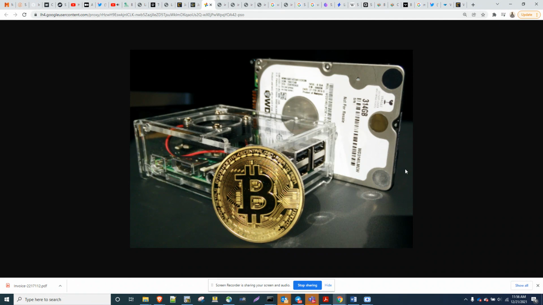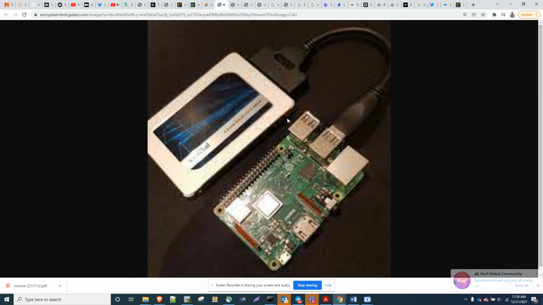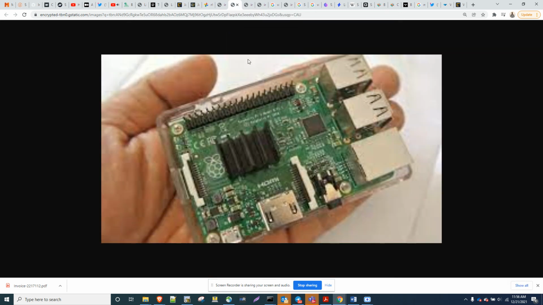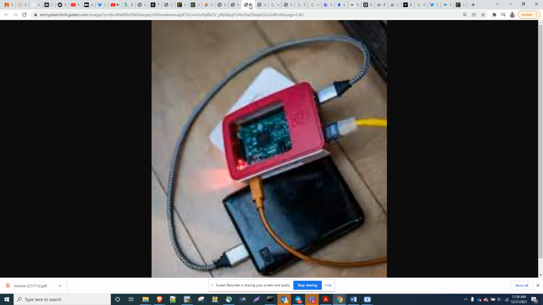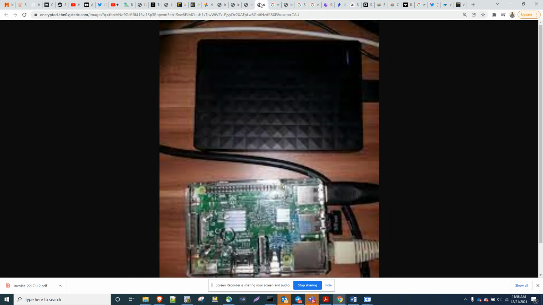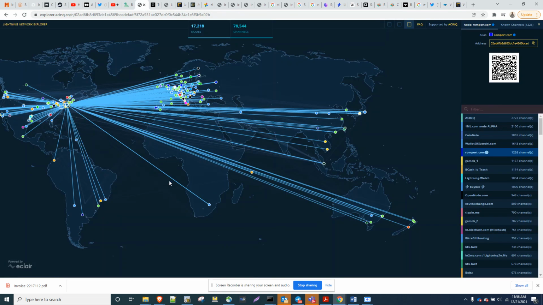We're basically talking about a device, a Raspberry Pi, and an external hard drive connected to the internet, and then you can participate in the global network, which is changing the world. Look at that. So yeah, hope you find this informative.